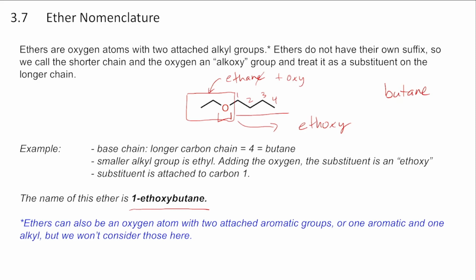You can have aromatic groups as well and still consider it an ether. Or you can have 1 aromatic ring and 1 alkyl group. But we're not going to worry about those right now. We're going to keep things pretty simple for this course.